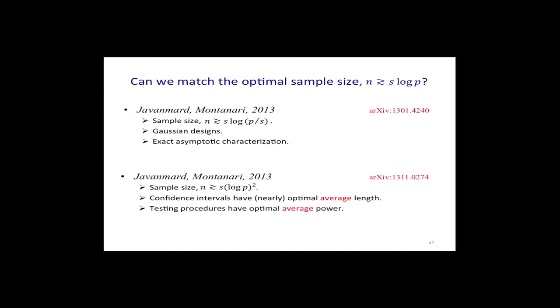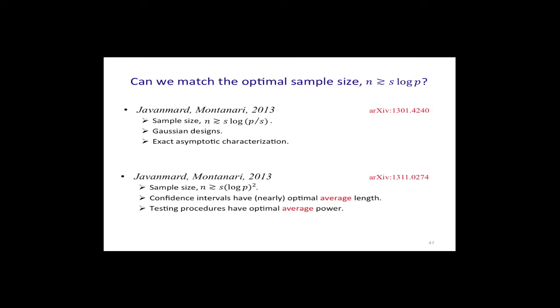So in the first work, we consider the Gaussian design. So X has Gaussian entries. And we prove that you can do hypothesis testing and achieve this sort of optimality if N is bigger than S log P over S. Okay, but here we are assuming that the design is Gaussian. And in the second work, we consider this sort of sub-Gaussian designs, and we shave one factor S, so N should be bigger than S log P squared.